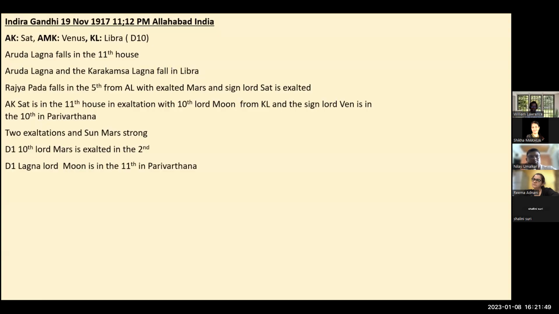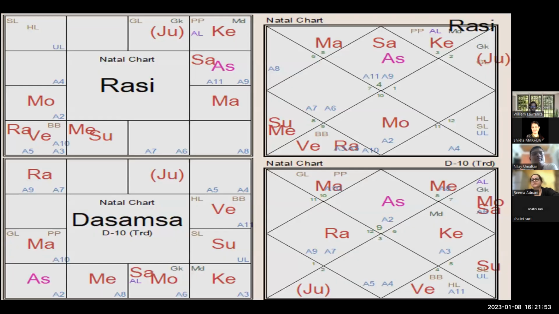Let's take an example chart. This is Indira Gandhi's chart. All of us know this was discussed by B. V. Raman and K. N. Rao and many people, and in fact, her death also was predicted. Everybody knows this chart is Pakka. She has three parivartanas, so six planets are in parivartana.